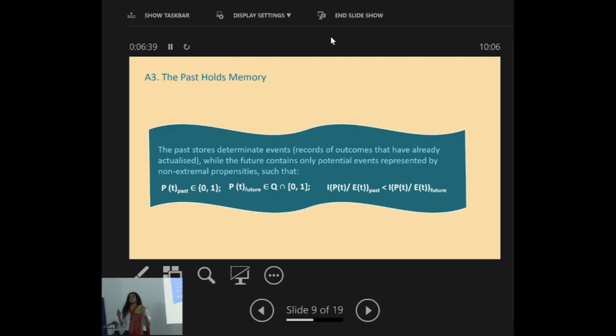Now the past holds memories. The recently occurred events in the past, you already know whether they have happened or not, so they have propensities of either 0 or 1. So they can be compressed more, rather than the future events, which have propensities in rational numbers between 0 and 1. Hence, the propensities of the past with respect to the events is less than the propensities in the future with respect to the events.